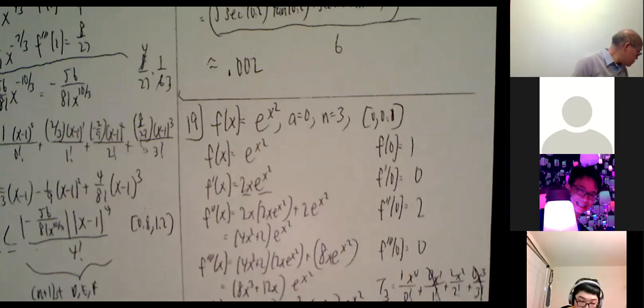All right, then problem 21, and then I'm done. Let's see, x sine x, a equals 0, n equals 4, from -1 to 1. Yes, it matches. Okay, so after I do 21, I'm finished, folks.